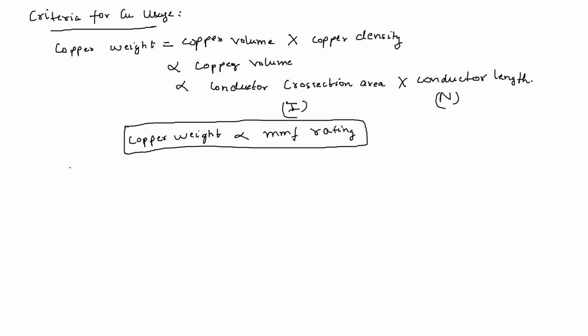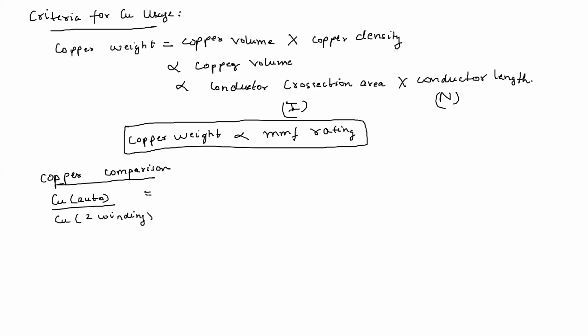So let us compare the copper. Let us do the copper comparison between the auto transformer and the two winding transformer. So this is copper auto divided by copper two winding.